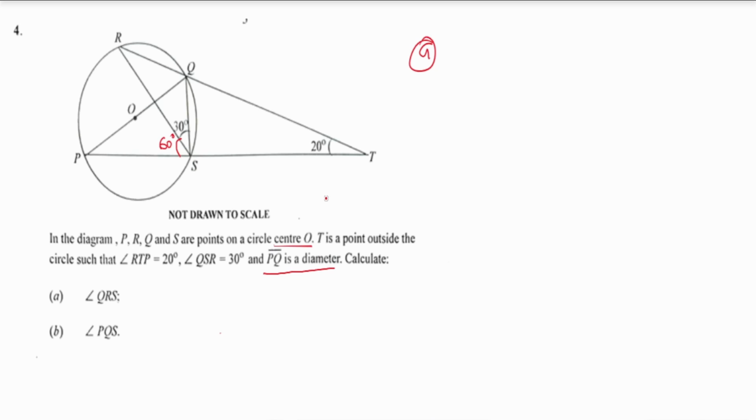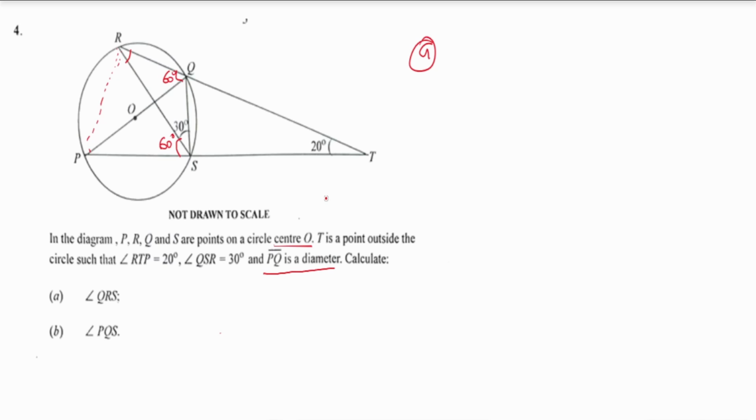That is not all there is. If this angle here is 60 degrees, then this angle here will also be 60 degrees because the two of them are angles subtended by the same chord PR. And angles subtended by the same chord in the same segment of a circle are equal. So that will also be 60 degrees. By the way, this is QRS, the angle we are solving for, right?